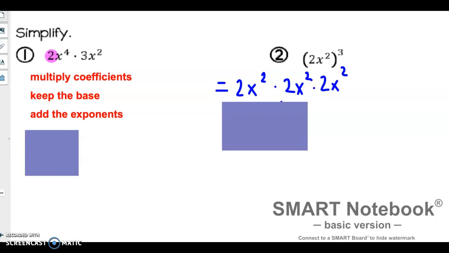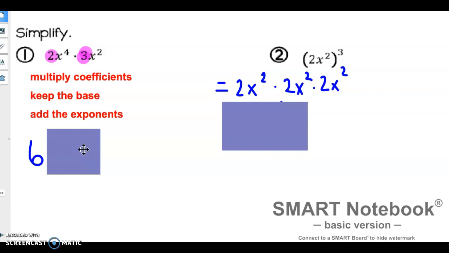So first we're going to multiply the coefficients. In 2x to the 4th, the coefficient is 2. It's just the number in front of the variable there. And then in 3x squared, our coefficient is 3, the number that's in front of our variable. So we're going to multiply the coefficients, just like normal. So 2 times 3, that's 6. So that's the new coefficient in our answer.